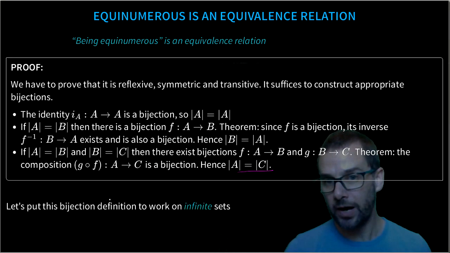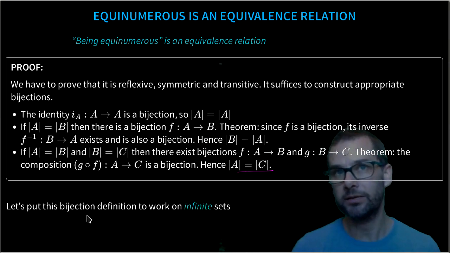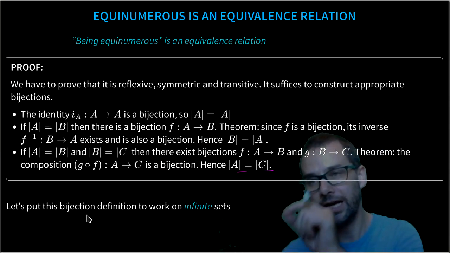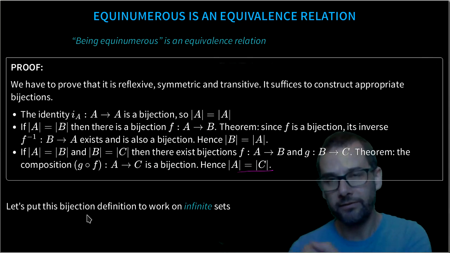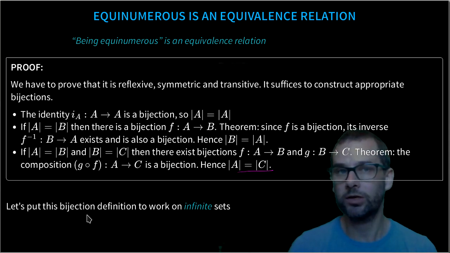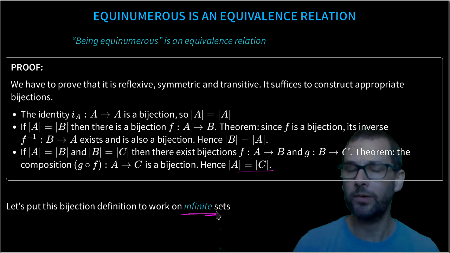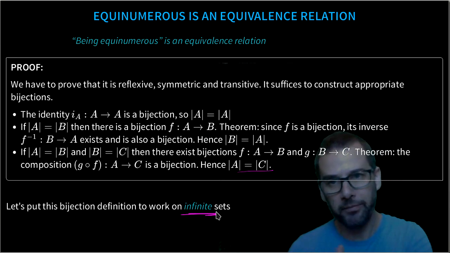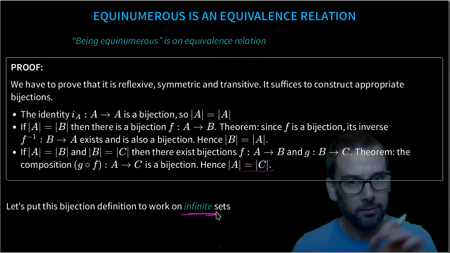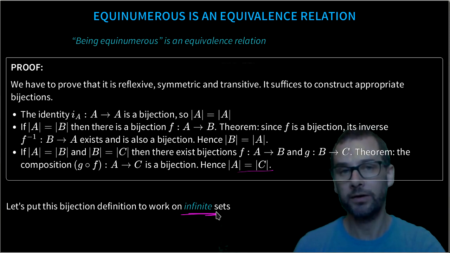So this bijection definition of equinumerous doesn't depend on the sets being finite. It doesn't depend on us being able to say that this set has some number of elements n, where n is some natural number. It just works on the existence of a bijection. And so this definition works on infinite sets. That's really why we needed to do this, so that we can escape from the idea that the cardinality is a number, but now we can compare cardinalities by constructing appropriate functions.